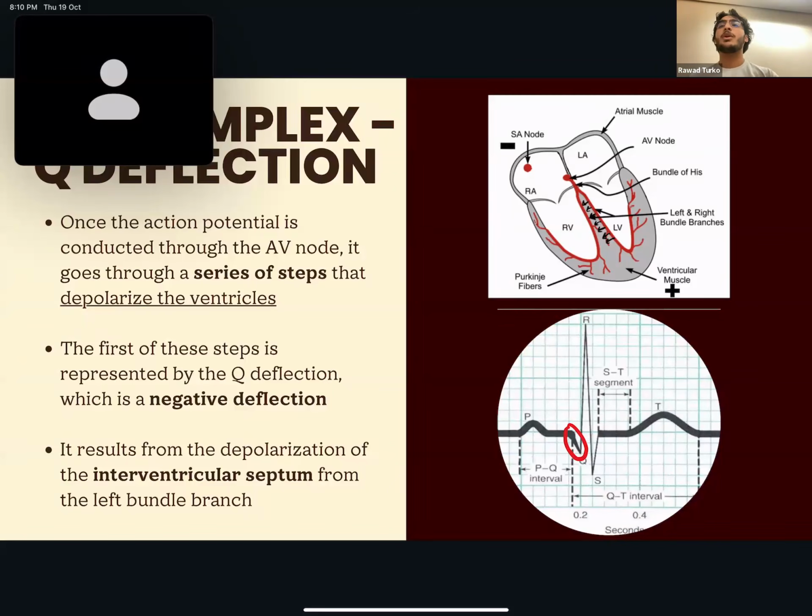Now, if you want to ask me why they come from the left bundle branches, not the right, we don't know. That's just the way it happens. They just happen to come from the left bundle branches, and that's why it's a negative deflection.